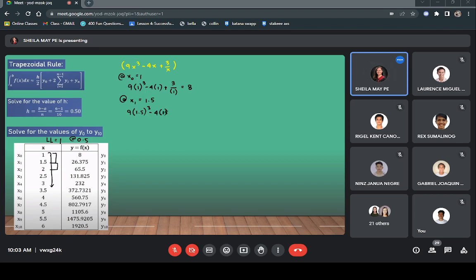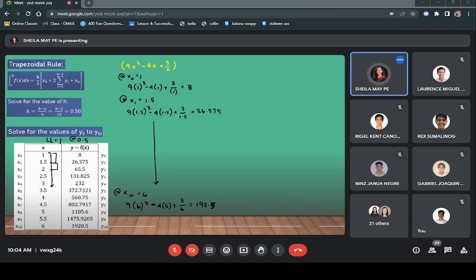So for 1.5, that's 9 times 1.5 cubed minus 4 times 1.5 plus the 3 over 1.5, which is equal to 26.375, and so on and so forth, until we reach x10 equals 6. So 9 times 6 cubed minus 4 times 6 plus 3 over 6. That would give us 192.5.